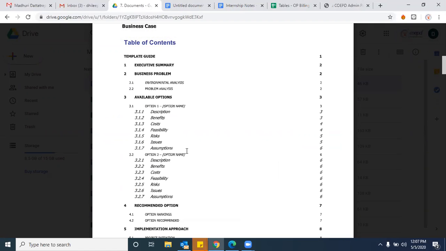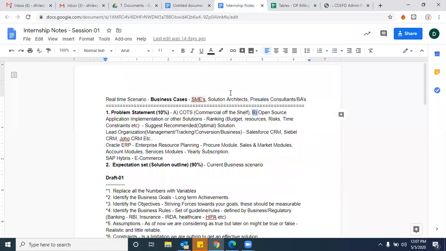Dilip, what's the precise difference between COTS and open source? COTS is subscription. Already you should tell me, because yesterday I have seen your document, Karthik. By this time you should understand this.